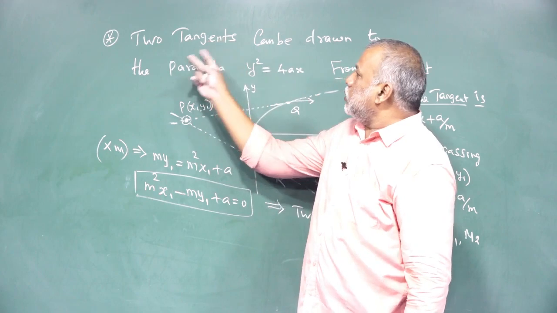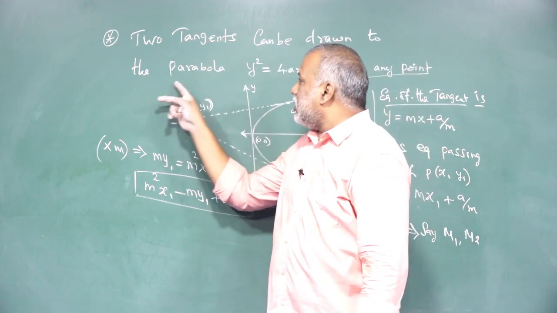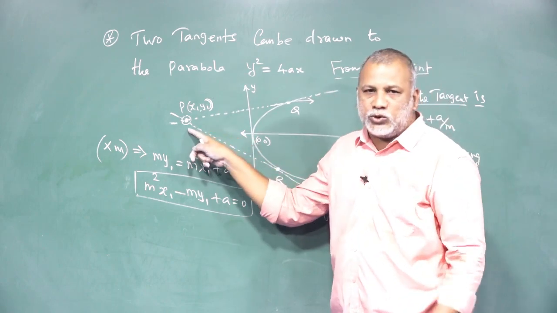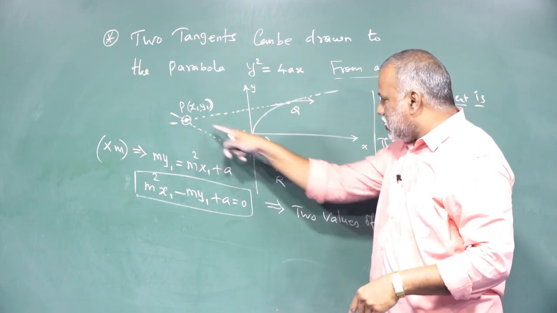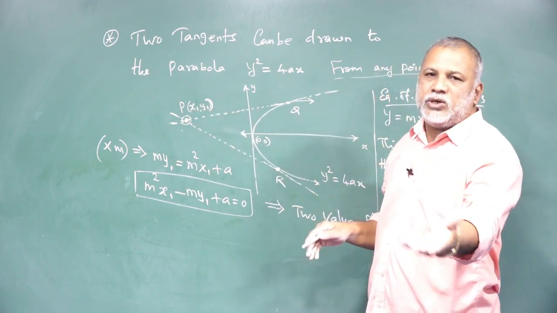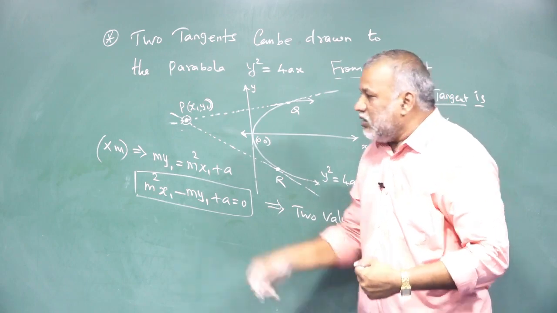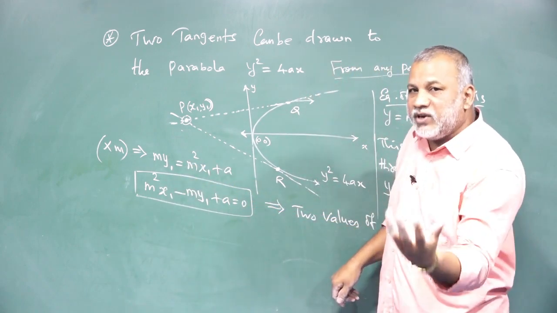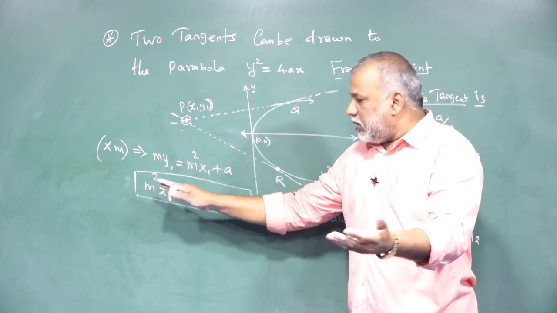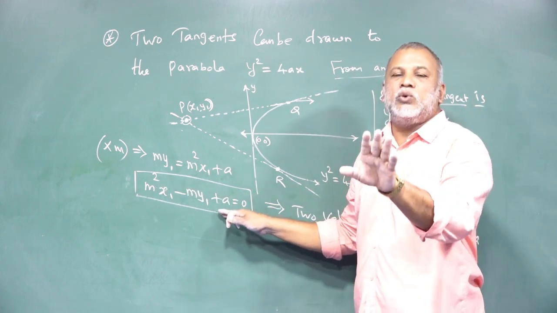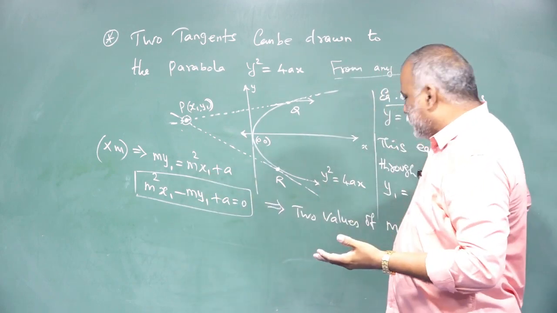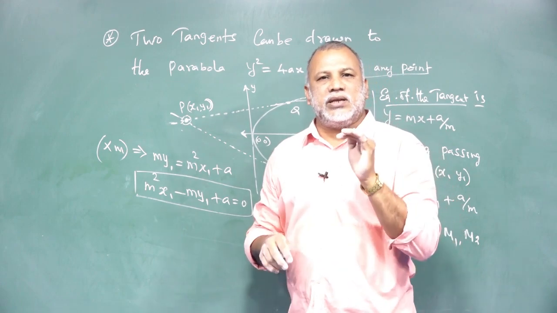See the heading: two tangents can be drawn to the parabola y squared equal to 4ax from any point. From any point means the point should be outside, so we are able to draw the two tangents. Here PQ and PR are the two tangents. How are we able to draw them? With the help of the two slopes. Where do we get two slopes? Because it is a quadratic equation in m, by solving this equation we can get two values of m, say m1 and m2. With the help of m1 and m2, we are able to draw two tangents. This is the theoretical concept.